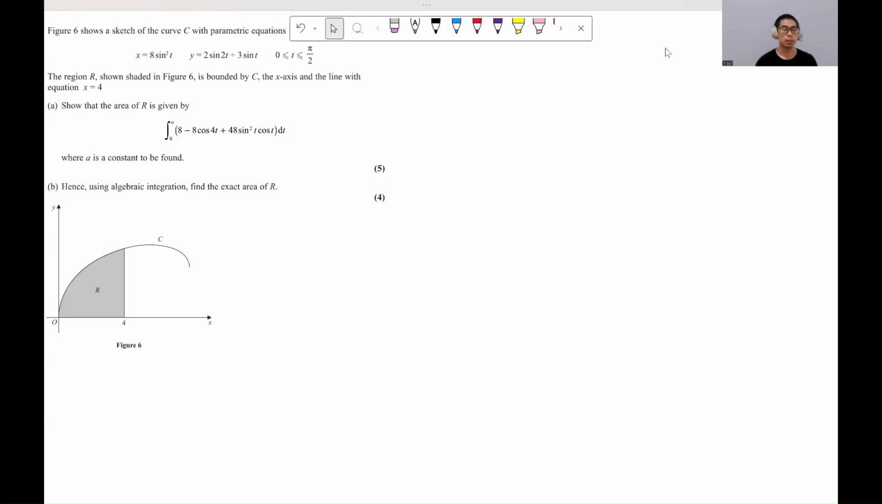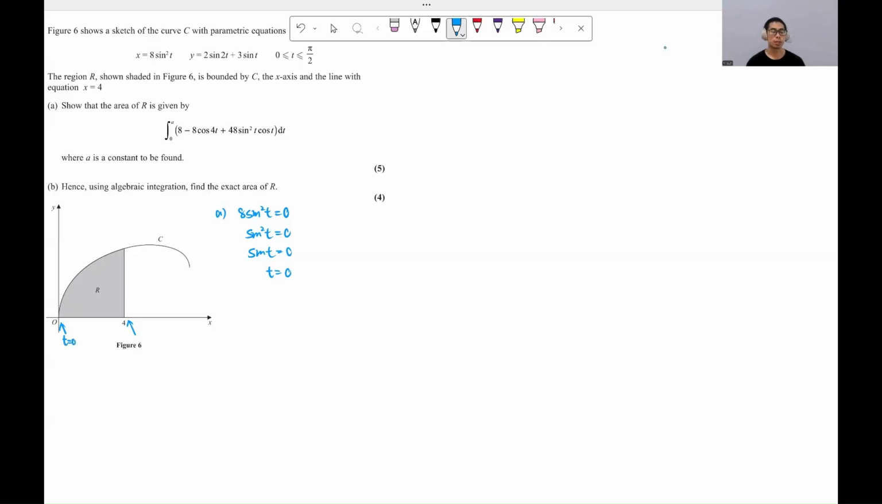Okay, so first I'm going to find the limits, the t values for these two x values. I will let x equal 0 to solve for the t value for this, and then I let x equal 4 to solve for the t value for the second one. So for the first one, 8 sine squared t equals 0. That means sine squared t equals 0, so sine t is also equal to 0. Therefore t equals 0, since t is between 0 and pi over 2, so that's the only value. Then we know t is equal to 0 for this one.